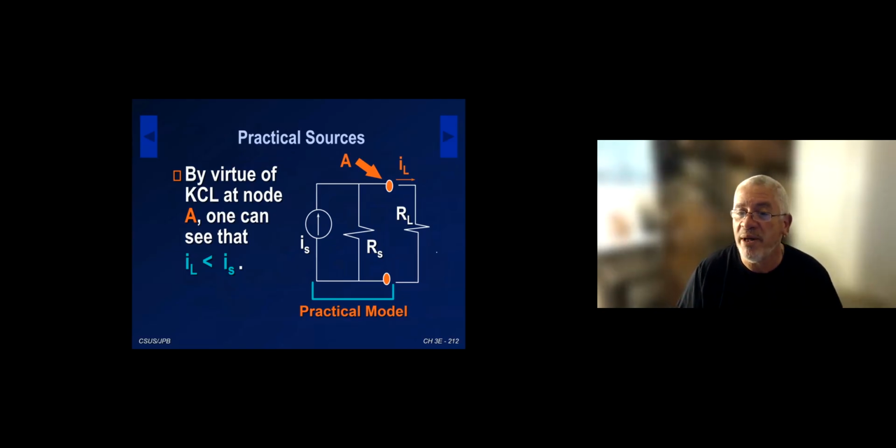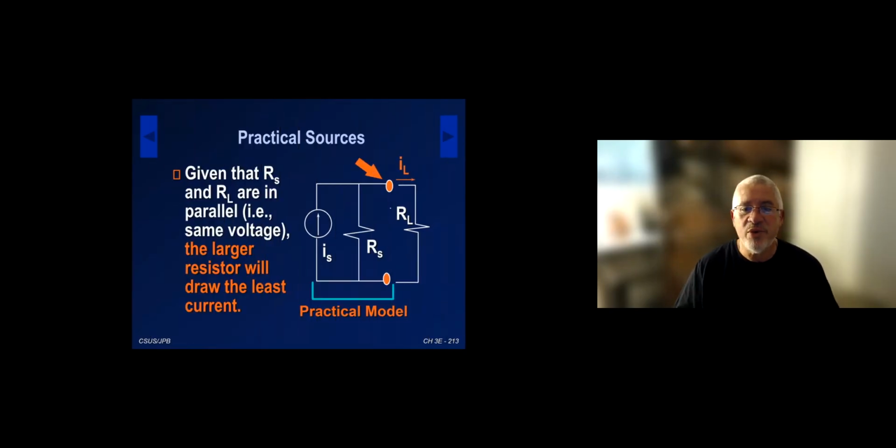But if you just leave it open, if RL goes to infinity, then the voltage across RL will basically be IS times RS. So it's not infinite, which makes sense. You don't get an infinite voltage source just by disconnecting the load. So these are the two models here. The voltage source model is an ideal voltage source in series with the source resistance. And the practical current source model is an ideal current source in parallel with the source resistance. So these are going to become a little bit more tangible, if you will, in the next week or two, in the next few lectures, as we cover the Thevenin and Norton models.